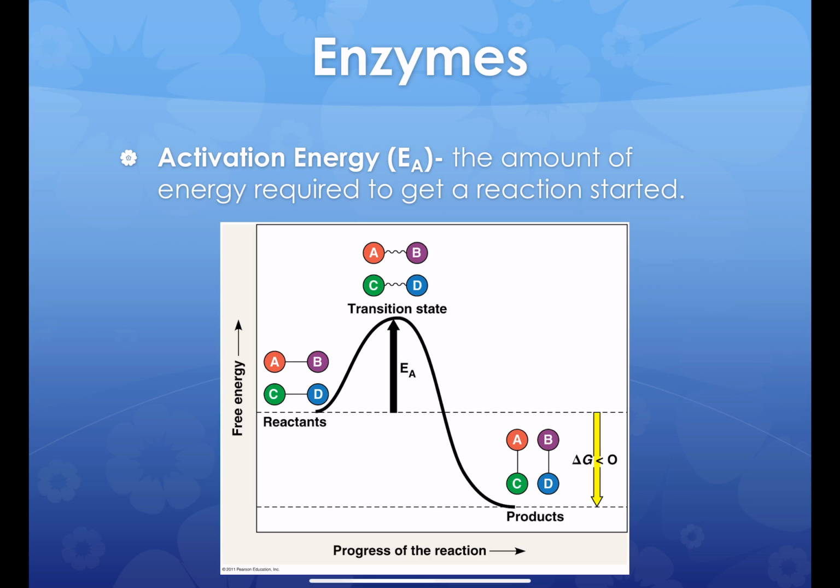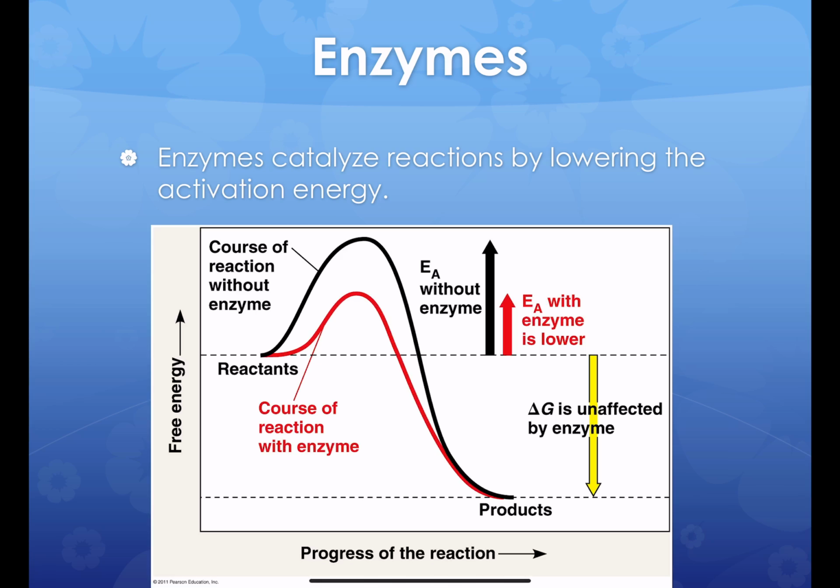All right, so when we add an enzyme, it's what's known as the activation energy. That's the energy that's required to get a reaction started. Okay, so if we add an enzyme, this activation energy is less. So here's the better diagram. Here's the activation energy with an enzyme. Here's the activation energy without an enzyme. So you can see it lowers the activation energy.